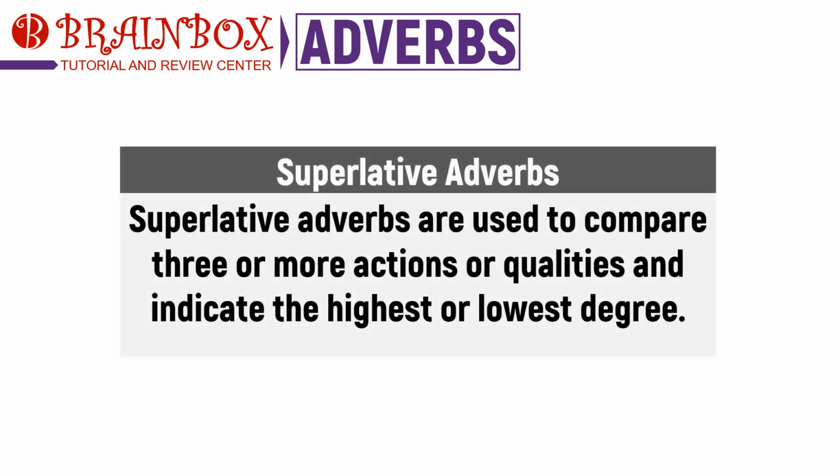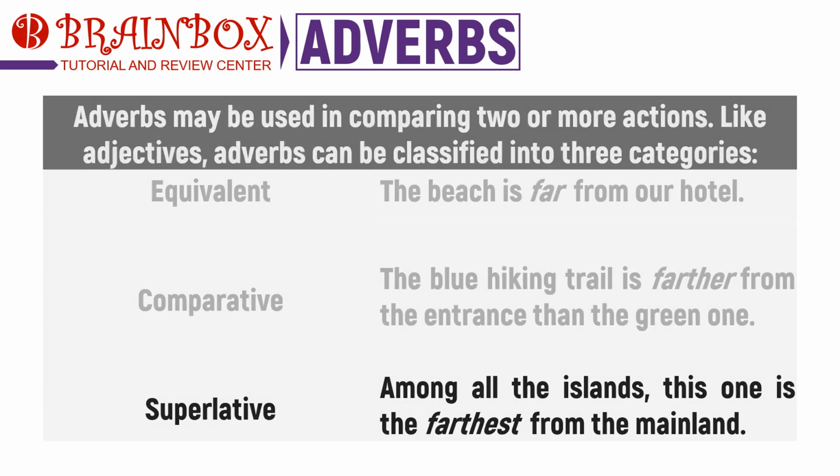And the last one, superlative adverbs. Superlative adverbs are used to compare three or more actions or qualities, indicating that one action or quality has the highest or lowest degree among the group. They typically use the est ending or most before the adverb. For example, among all the islands, this one is the farthest from the mainland. In this sentence, the superlative adverb farthest is used to compare three or more actions or qualities and indicate the highest or lowest degree.